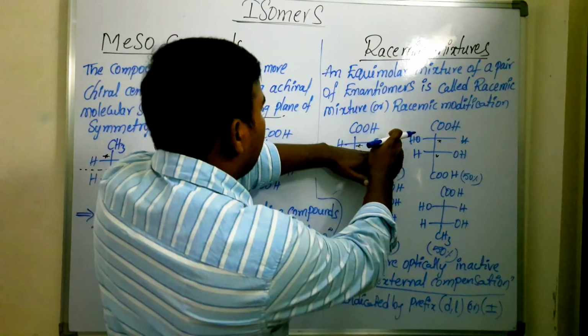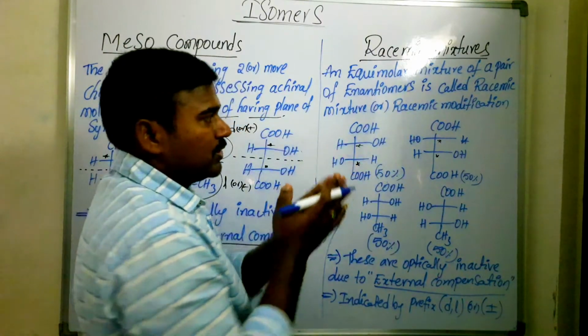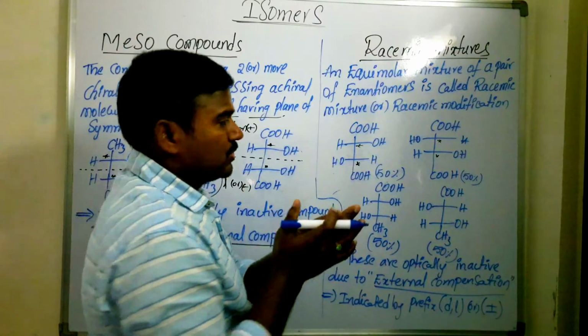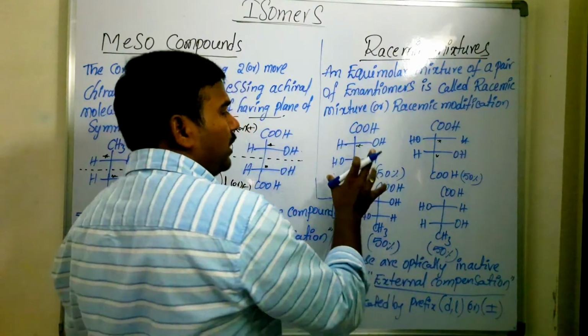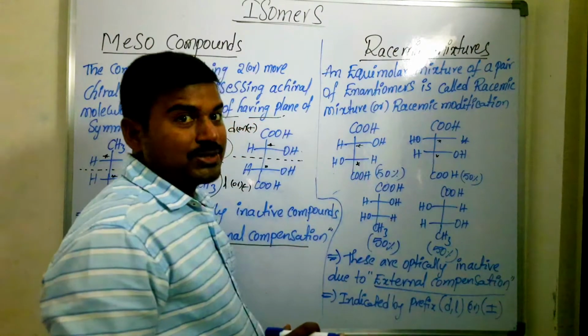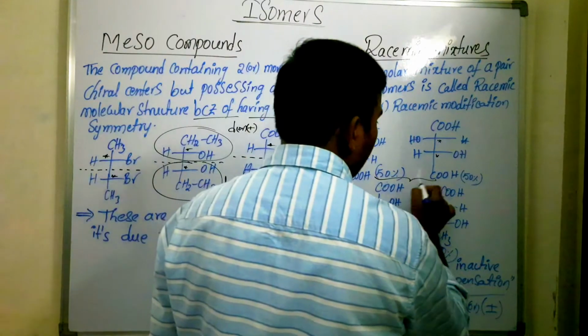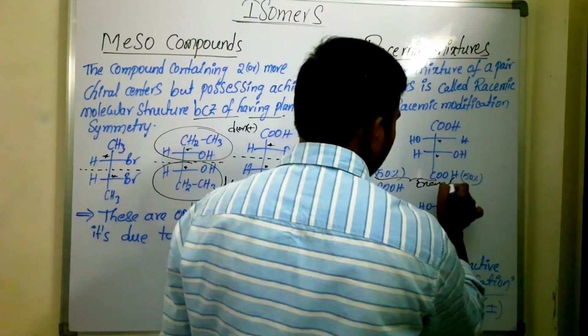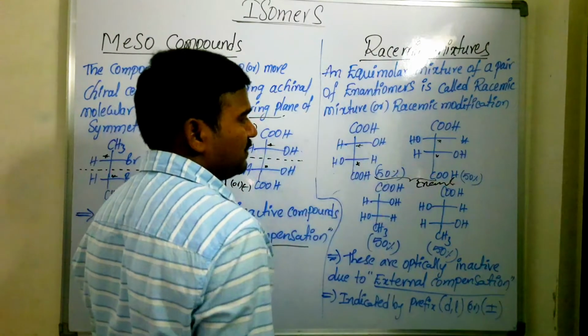Here the OH is on the right side, here the OH is on the left side. So we are not getting equal parts, so it does not have a plane of symmetry. These two molecules do not have a plane of symmetry and they are 50% and 50% compound, an equimolar mixture of enantiomers. These two are called enantiomers, and an equimolar mixture of enantiomers is called a racemic mixture.